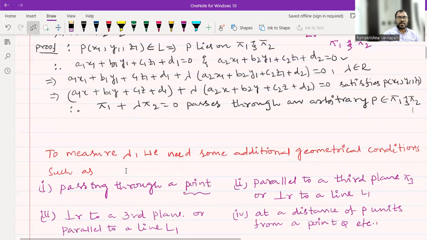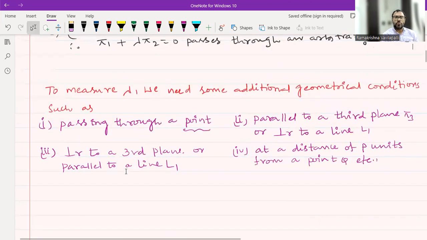What are these additional geometrical conditions? To find the value of lambda, they may give an additional geometrical condition like passing through a point, which means you need to substitute this point in pi 1 plus lambda pi 2 equals 0. Then you can find the value of lambda and substitute back into the equation. Second condition, parallel to a third plane, pi 3. Parallel to a third plane is the same as perpendicular to a line. I'll give you several examples picked from JEE Main.